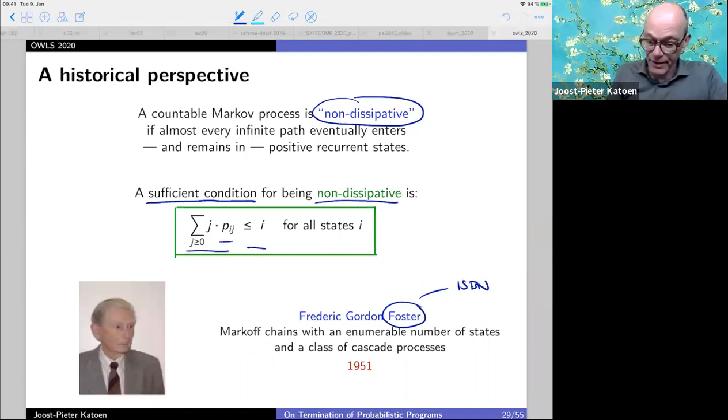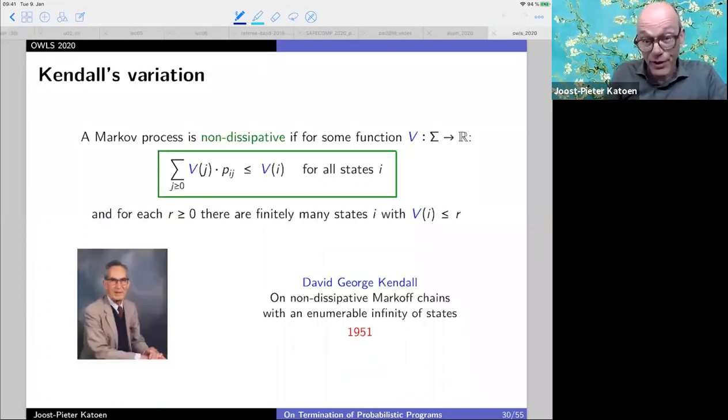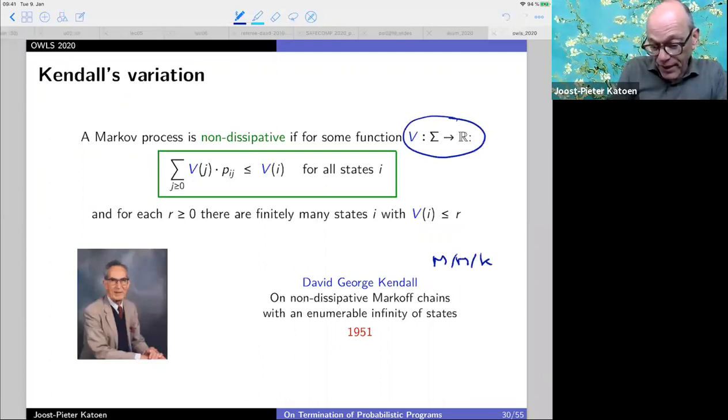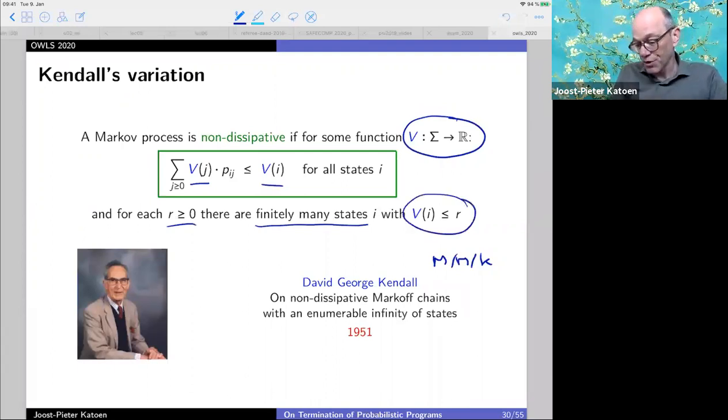If you go one step further, his PhD father, Kendall, that you are all familiar with because he defined notions like the M/M/1 queue, this notation is due to Kendall. He said, well, don't look at the identities, but we're going to define a function. Here you see already this goes in the direction of a variant function that maps states onto, in this case, real numbers. He changed this condition by saying, okay, if we have this function, and it's a very similar condition as for Foster, then actually the process is non-dissipative. And for each positive R, there are finitely many states such that V of i is at most R. So this V also needs to be bounded in some sense. Now, this process actually turns out to be a super martingale.